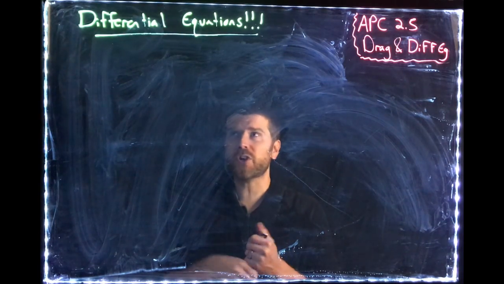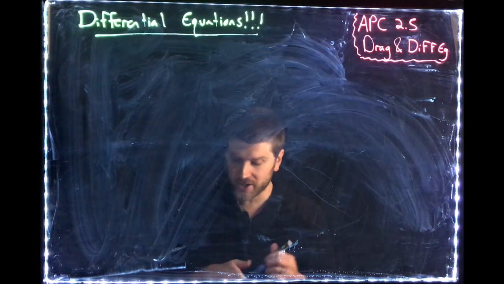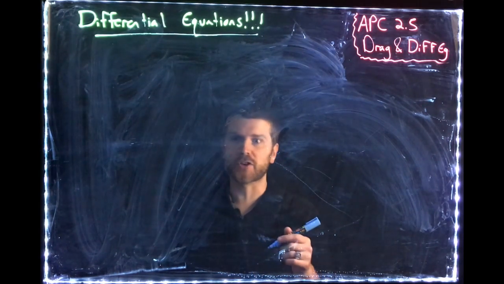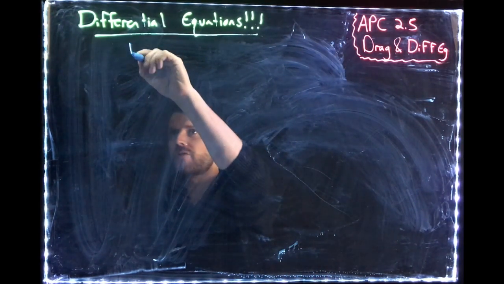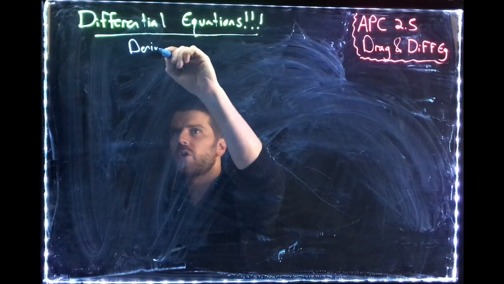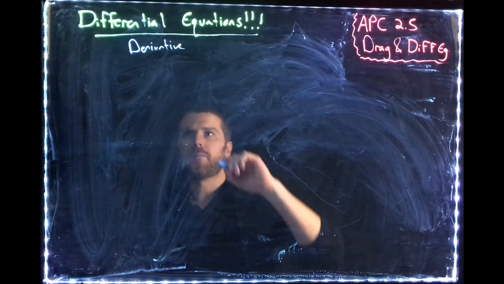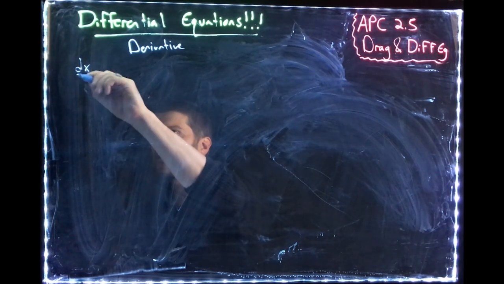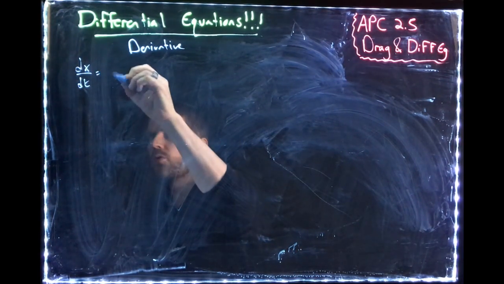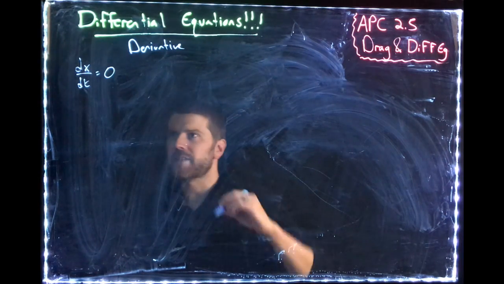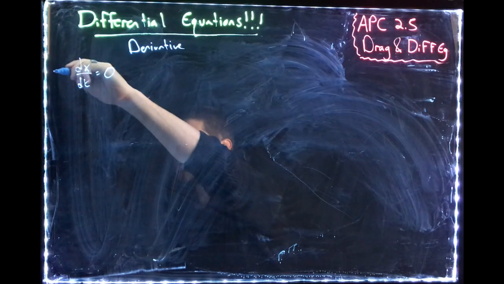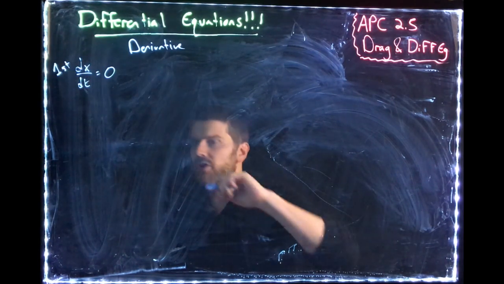So an important question, what the heck is a differential equation? The basic answer is it's any equation that involves a differential, that is, that involves a derivative. A simple example might be something like dx dt equals zero, which basically tells us that x never changes. This involves a first derivative, so it's what's called a first order differential equation.